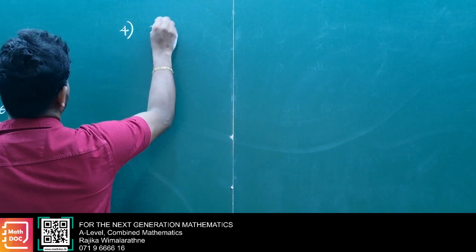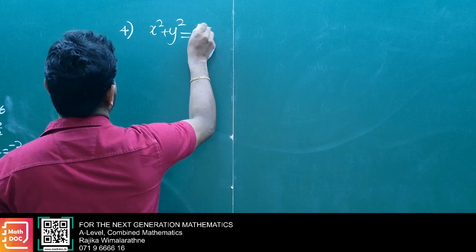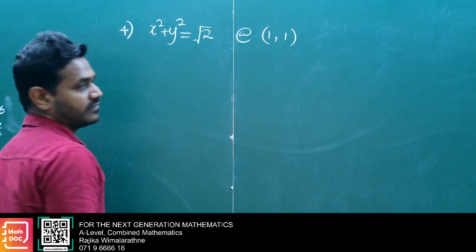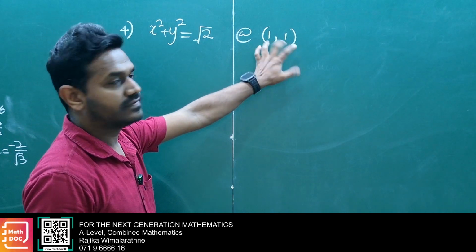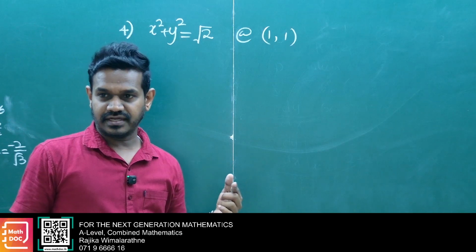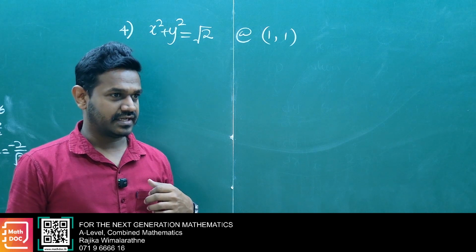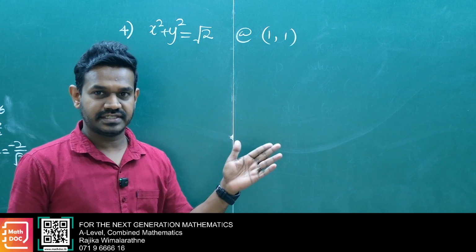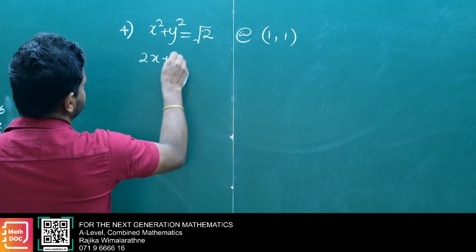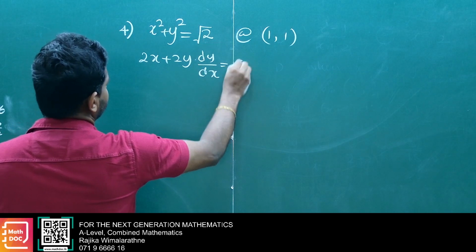Then fourth one, consider x squared plus y squared equals root 2 at 1 comma 1. Now here full coordinate given and function given, but previously functions are explicit. No? Now this is implicit. But anyway you follow the same procedure. Just differentiate first, then 2x plus 2y dy by dx. Here root 2 derivative 0.